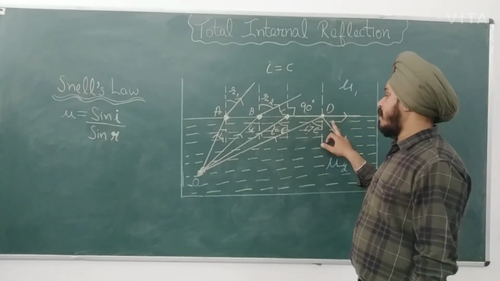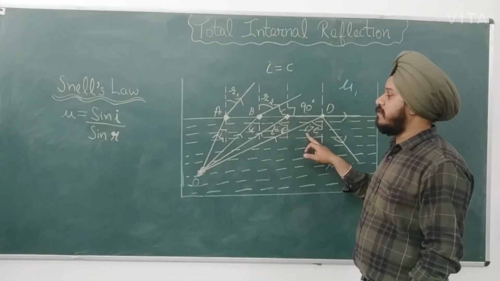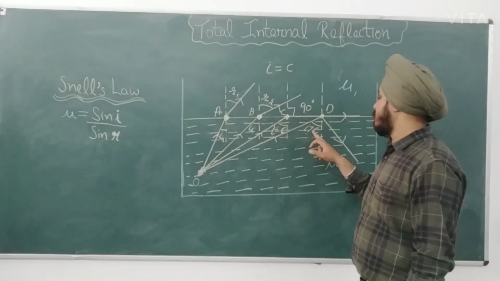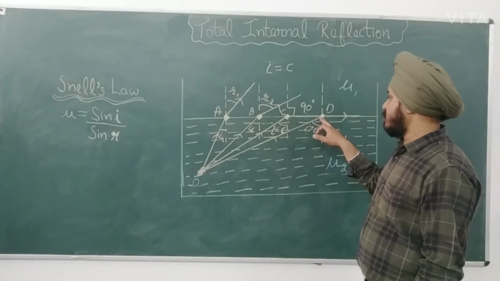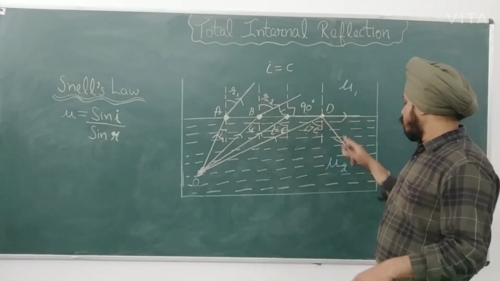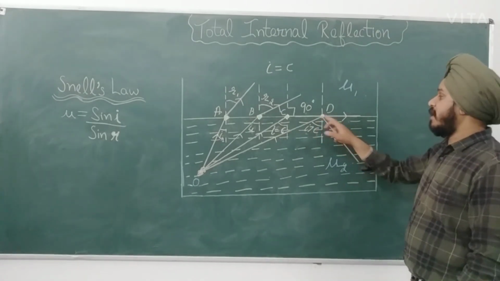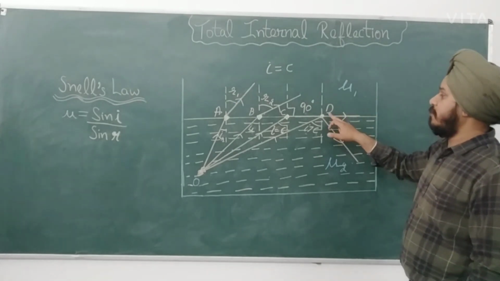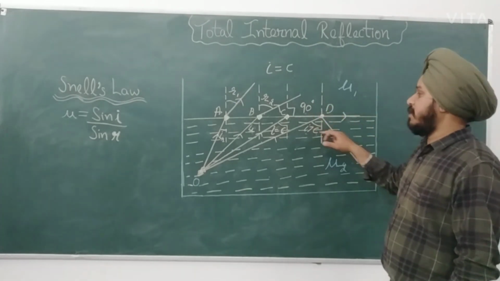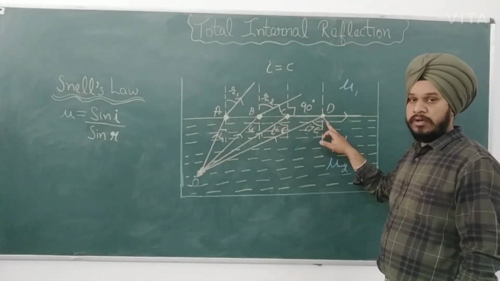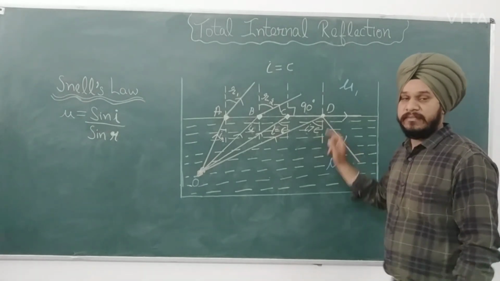And after that, when I increase the value of the incident angle beyond the critical angle C, the light is reflected into the denser medium, not into the rarer medium. So at point D, total internal reflection occurs. So let's see the activity.